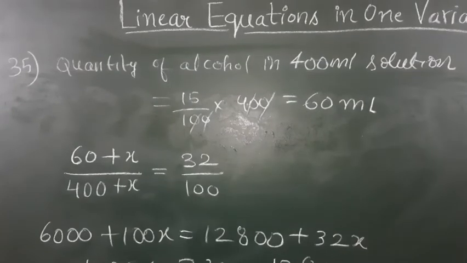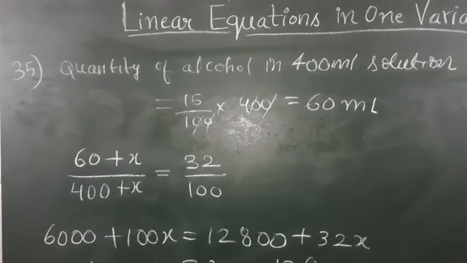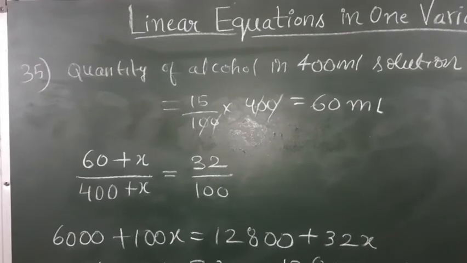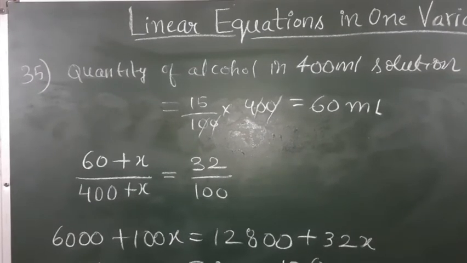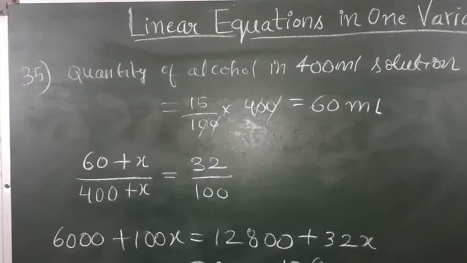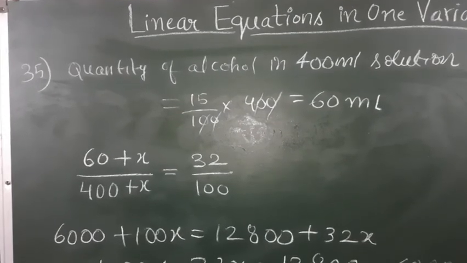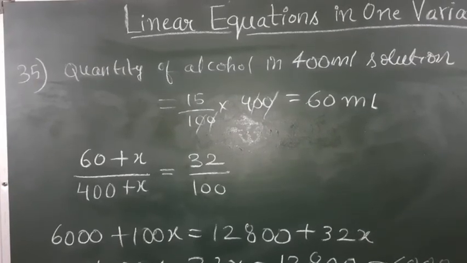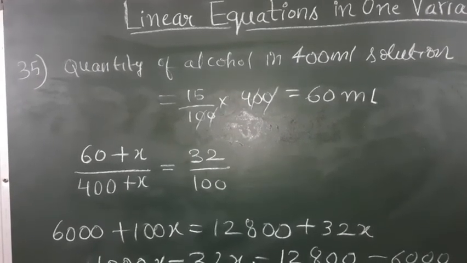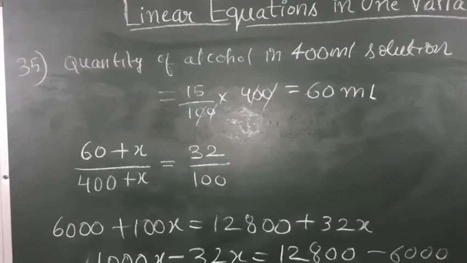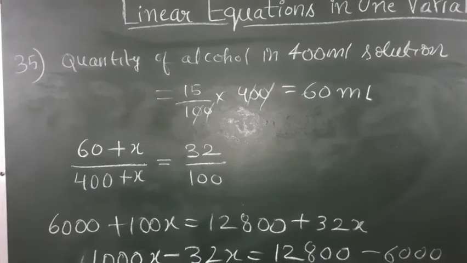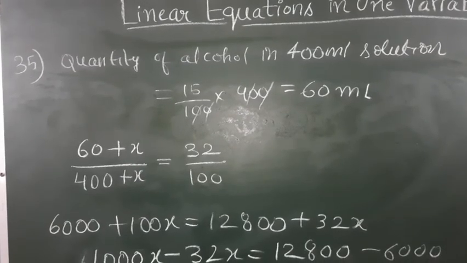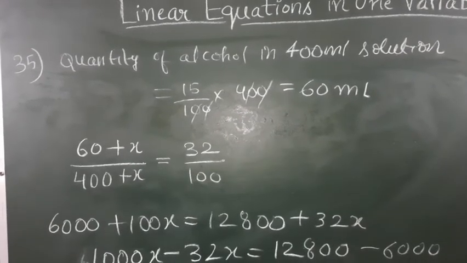0 0 will be cancelled. Now 15 4s are 60. That means in 400 milliliter solution, 60 ml is the required quantity of alcohol to make the solution 15% alcohol. Now according to the question, we have to make the solution 32%. Right now it is 15%, but we have to make it 32%. So how will we make it 32%? 60 ml is the alcohol quantity, right? And 400 ml is the total quantity of the solution.